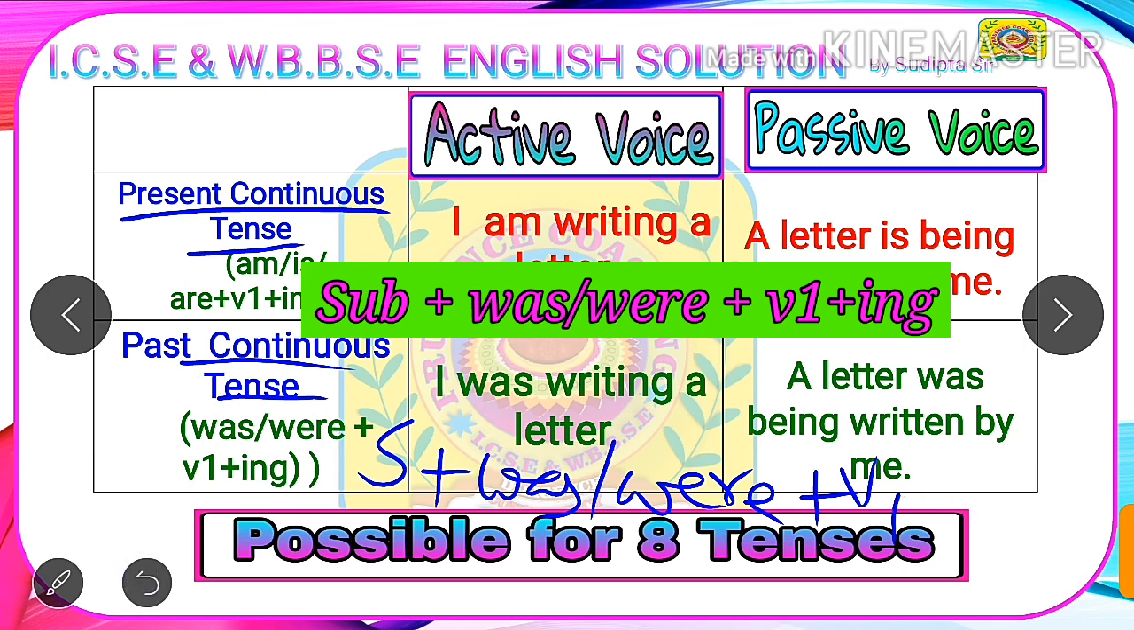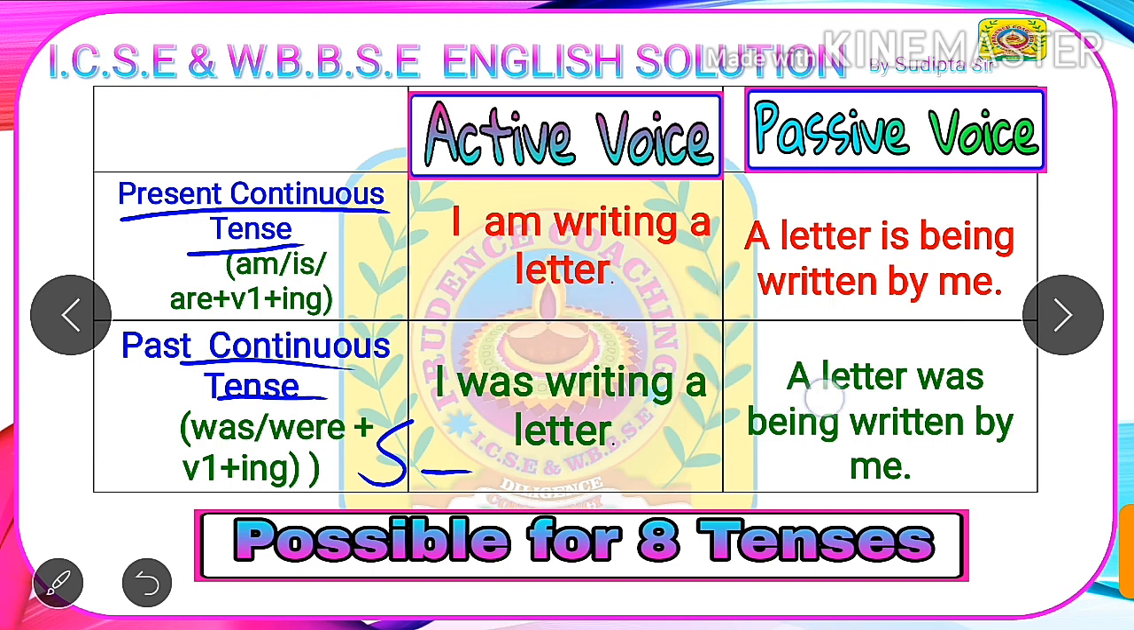So as it is continuous tense, the to be form of continuous tense is being, which we will use after the helping verb. Here the subject becomes a letter. So according to the subject we have chosen was, then being, that is the to be form of continuous tense, and we have written the V3 form of the verb, that is written. Then after that we have used the preposition by before the object me. So like this we complete the 8 types of tense.